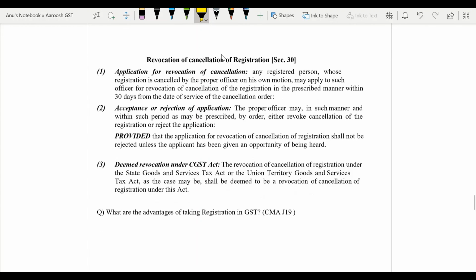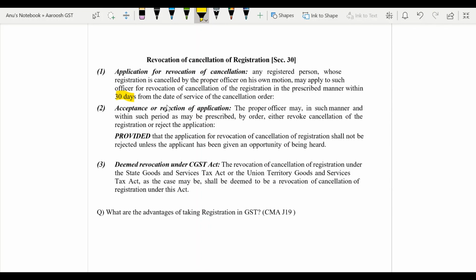Revocation of cancellation of registration. Section 30. Application for revocation of cancellation. Any registered person whose registration is cancelled by the proper officer on his own motion may apply to such officer for revocation of cancellation of the registration in the prescribed manner within 30 days from the date of service of cancellation order. Right. So if my registration has been cancelled, then I can give a notice to the proper officer as to why my registration should not be cancelled, and this should be done within 30 days from the date of service of cancellation order.